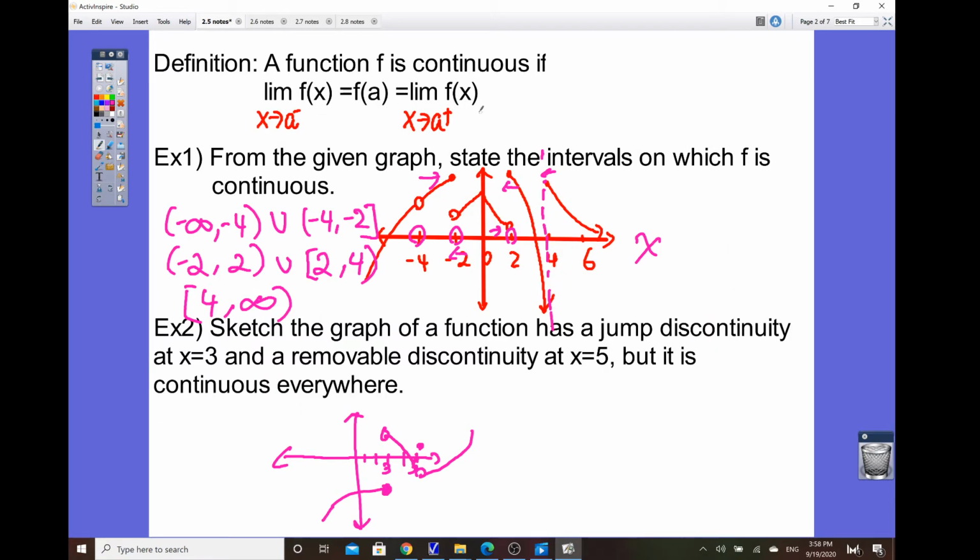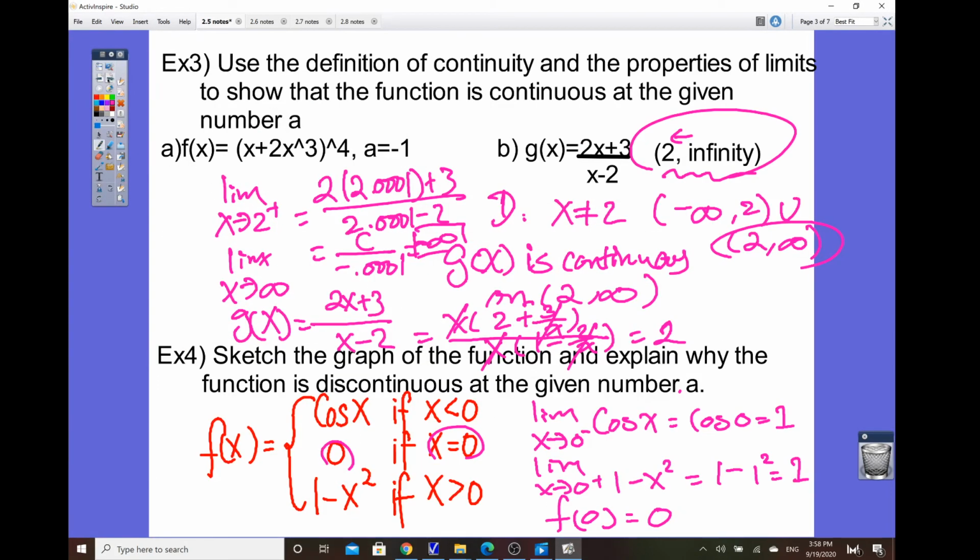Again, the limits from both sides are exactly the same. But at this position here, f of a is not the same as those two limits. So therefore, it's discontinuous. Okay, so the limit as x approaches 0 from the left is not the same as f of a, and it is not the same as the limit approaching from the right. So therefore, the function is discontinuous at x equals 0. So the value of a is a equals 0.